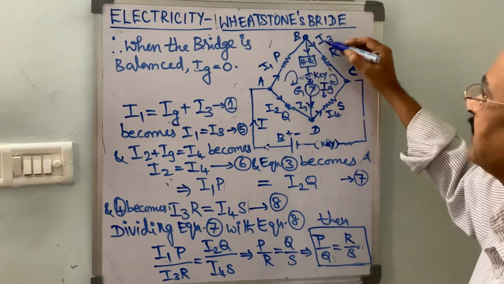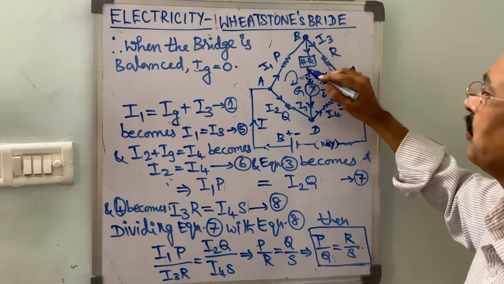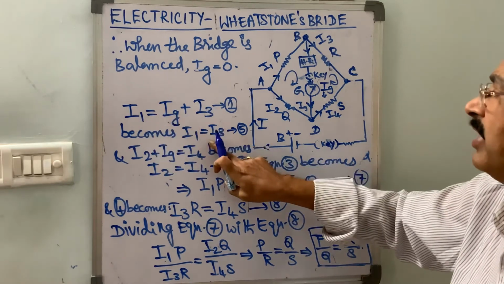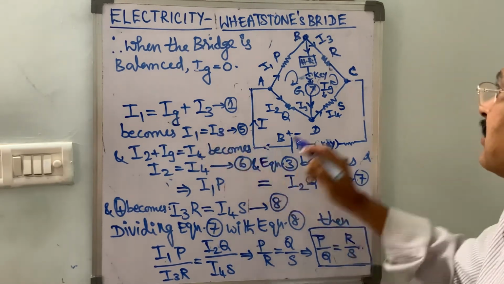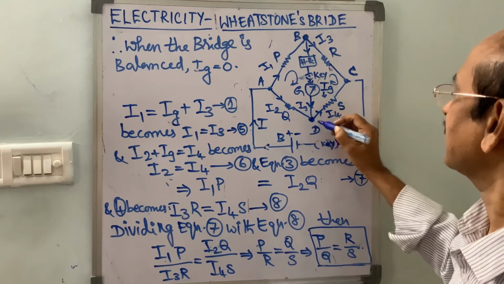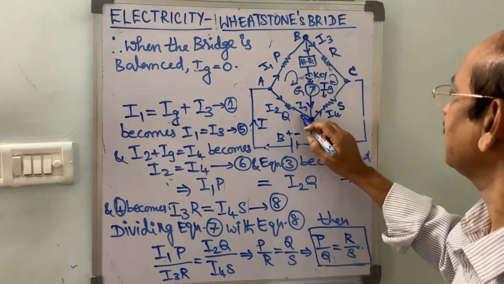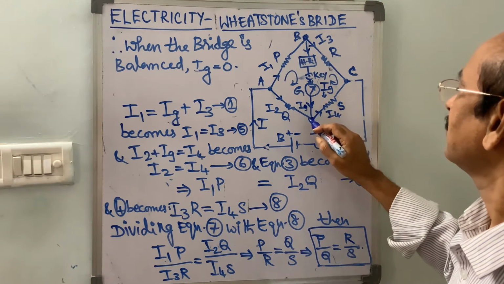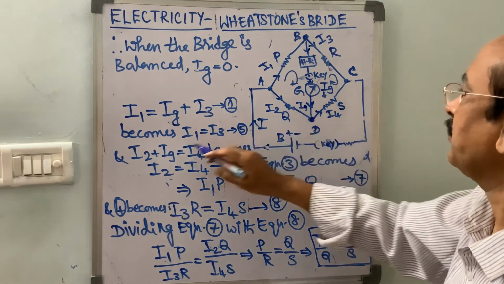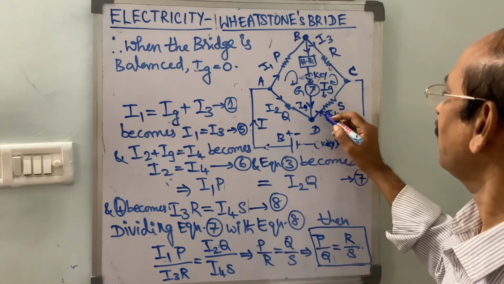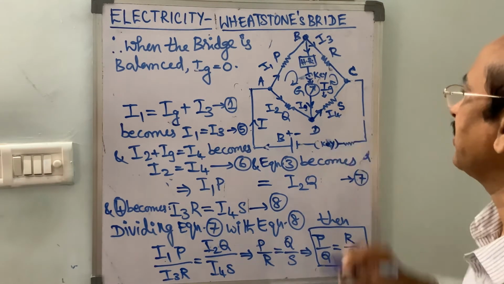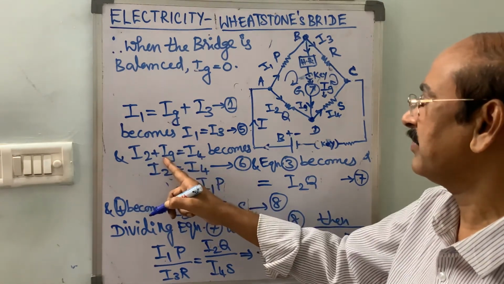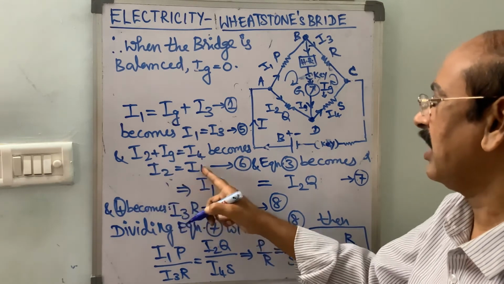So I1 is equal to I3 plus IG. When IG becomes 0, then I1 is equal to I3 when the bridge is balanced. Similarly, when we consider the junction D, the currents flowing through the junction are I2 and IG. So here I2 plus IG is equal to I4, the outgoing current leaving from D. When the bridge is balanced, IG is equal to 0, therefore I2 is equal to I4.